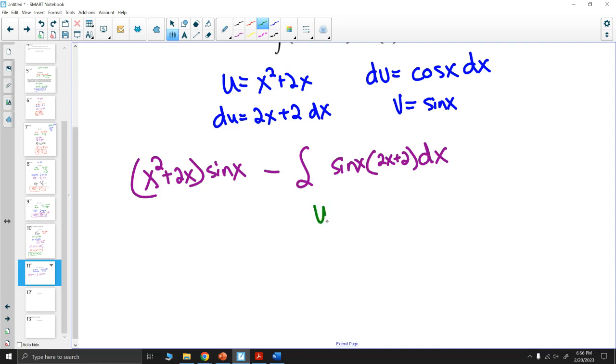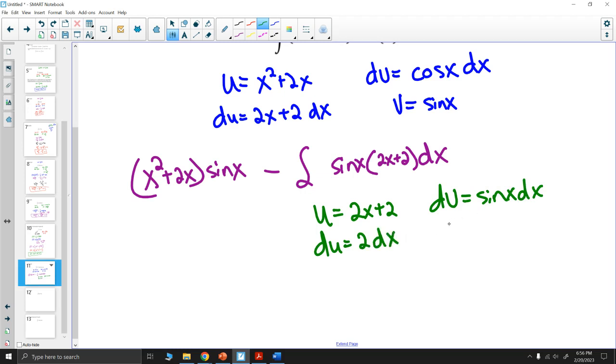Okay, so again, my u is my 2x plus 2. Another thing is if you're doing it multiple times, you really shouldn't be changing what your u and dv are. If I chose my polynomial here to be my u, I'm going to choose the new polynomial to be my u. I'm not going to switch it up, all right? That's never a good move. And dv is sine x dx. So du is 2 dx. Over here, v, the integral of sine, is negative cosine x.